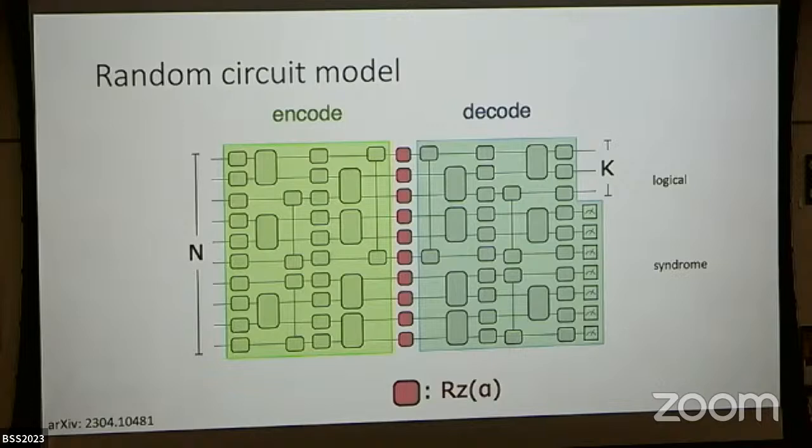And we can observe and measure the magic that's left in this logical state conditioned on the syndrome outcome. So this is where the idea of a measurement-induced phase transition comes in. We're going to have to look at these syndrome measurements in order to see the phase transition.